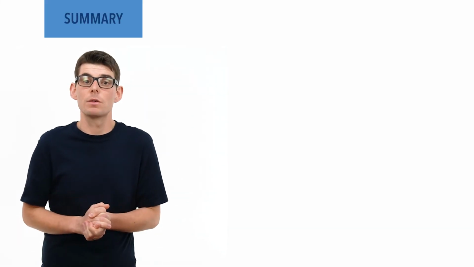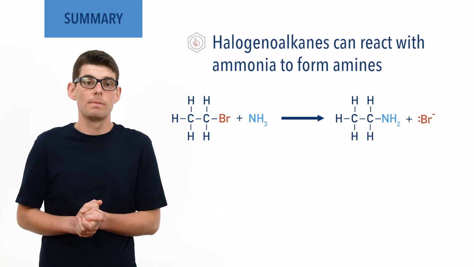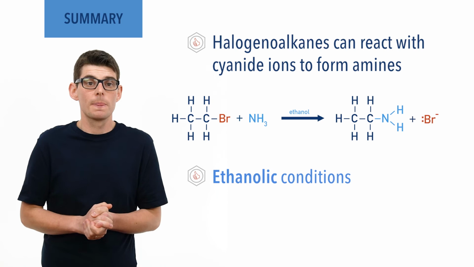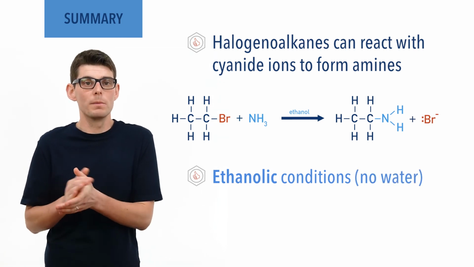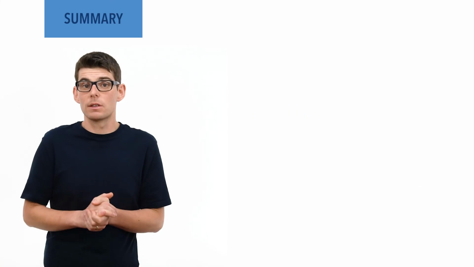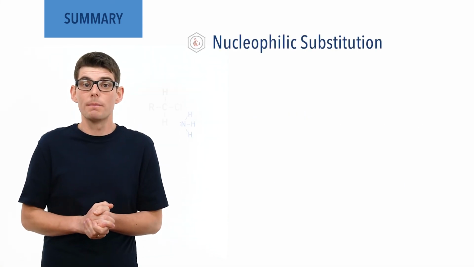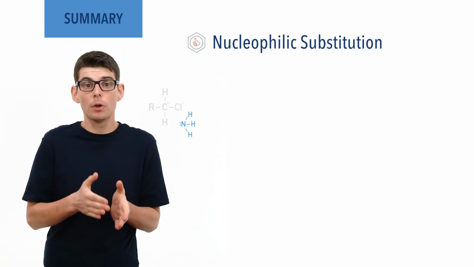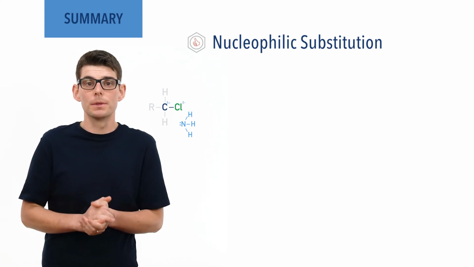So, to summarize, halogenoalkanes can react with ammonia in substitution reactions to form amines. The reaction must be carried out in ethanolic conditions. No water can be present, and this is to stop an alcohol from forming. The reaction is an example of nucleophilic substitution. The nitrogen in the molecule of ammonia has a lone pair of electrons and can act as a nucleophile, bonding to the partially positive carbon atom from a carbon-halogen bond.